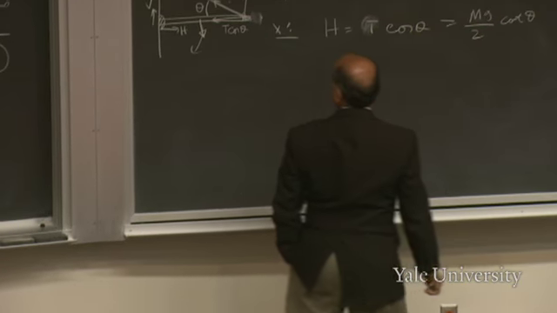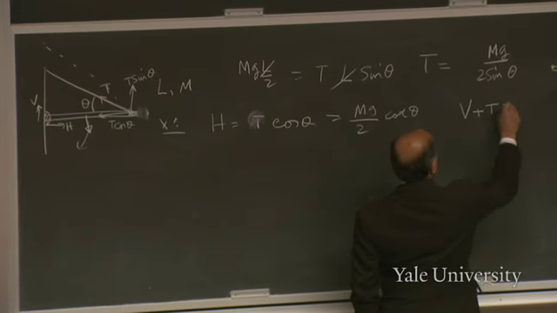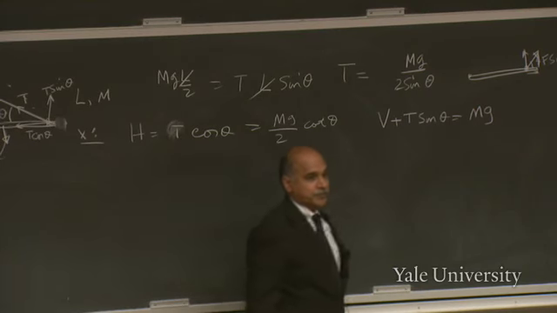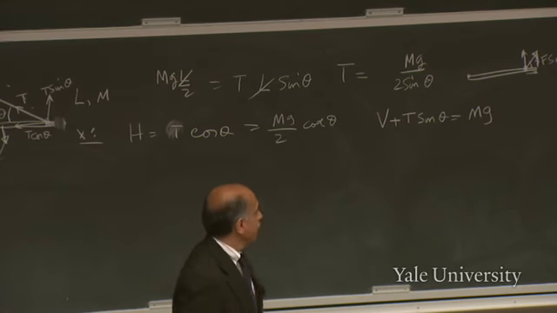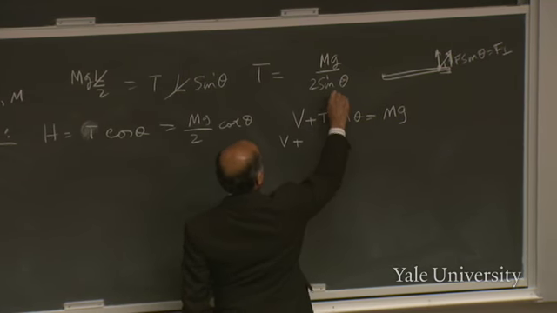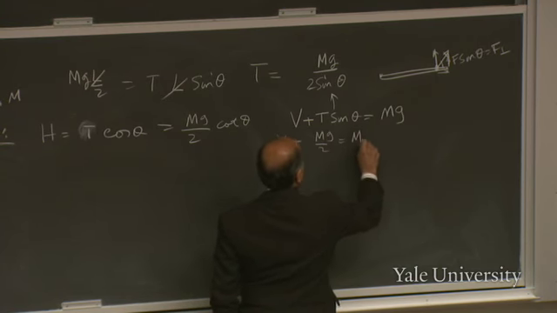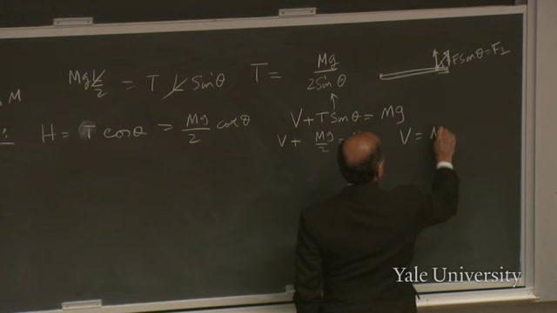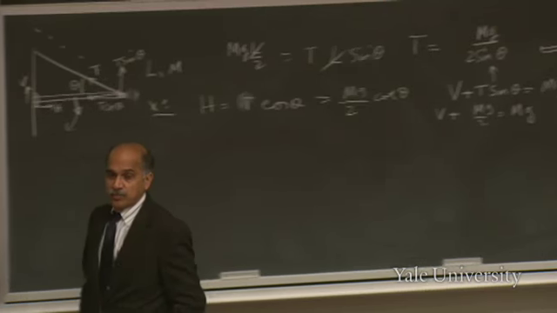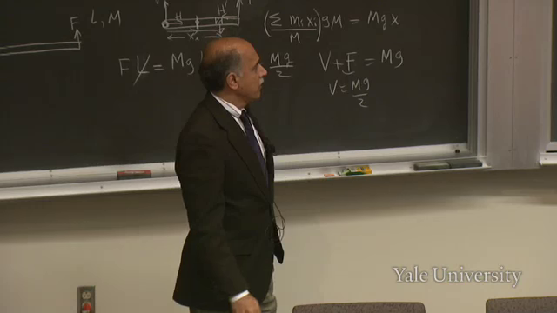How about the vertical part? In the vertical direction, the upward vertical force plus T sine theta has to equal the downward force, which is mg. We know what T sine theta is; we just found it. T sine theta is mg over 2, so V is mg over 2. That means the pivot provides half the support, half the mass, and the tension's vertical part provides the other half.